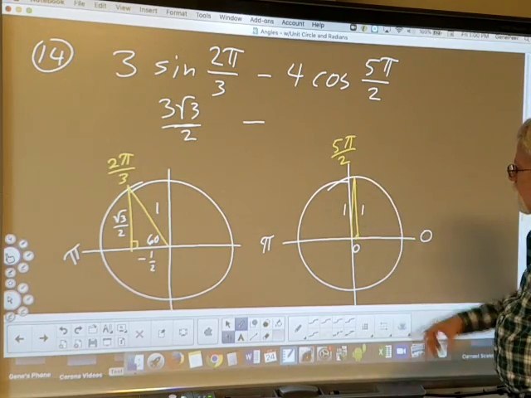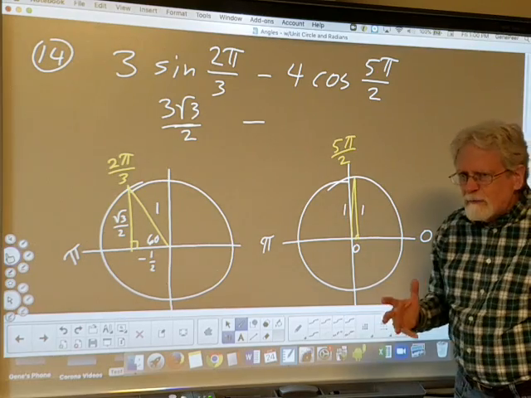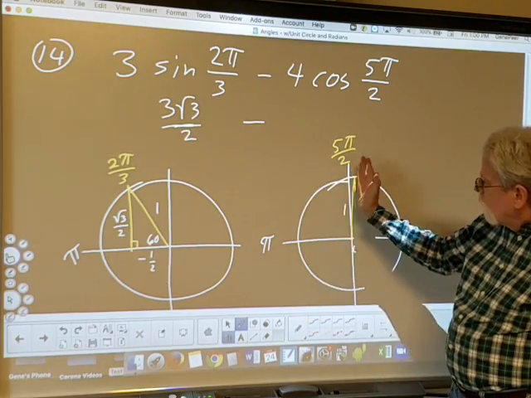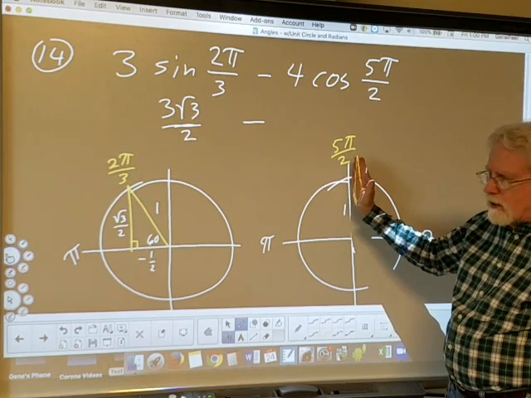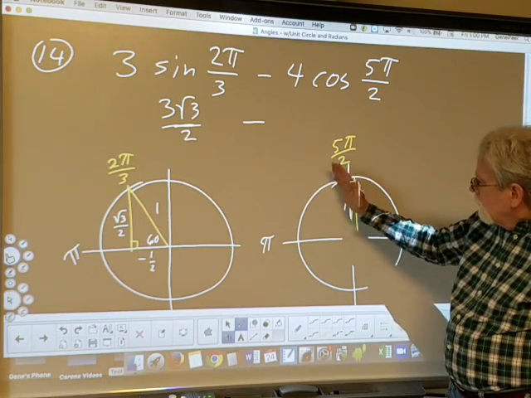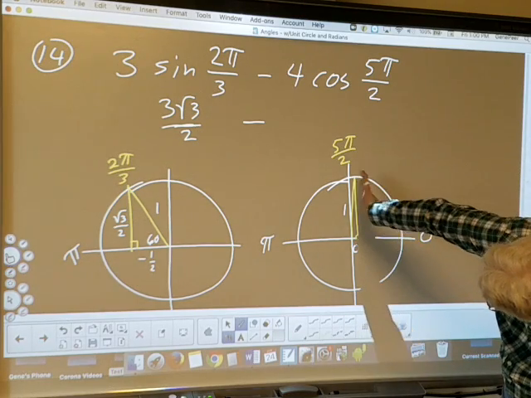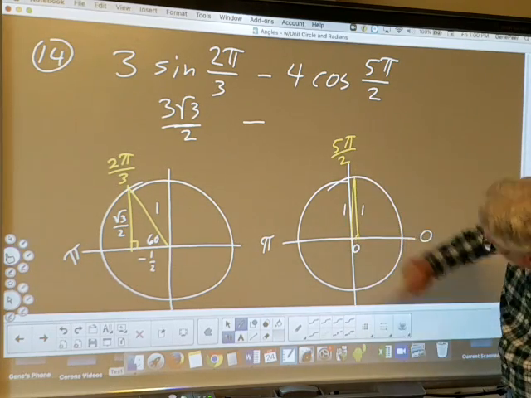Well, I've already got it marked here. How do I find that? Well, count by half pi's. That's 0. We know that's 1 pi. So this is 1/2 pi. Now count by 1/2 pi's: 1/2, 2 halves, 3 halves, 4 halves, 5 halves. There's 5 halves pi.